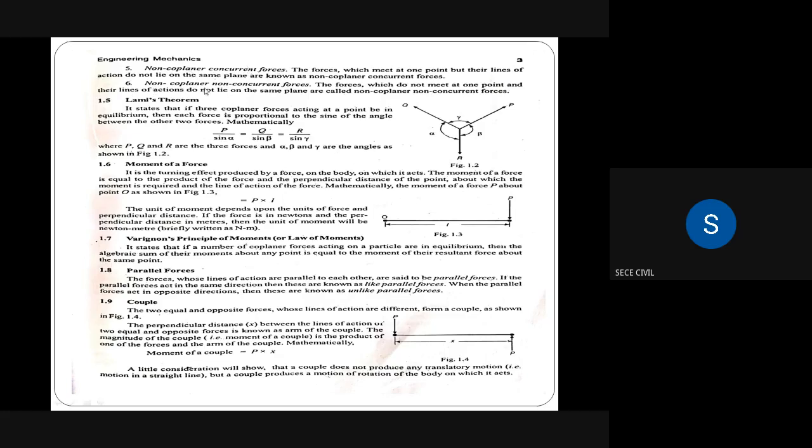Last one, non-coplanar non-concurrent forces. So non-coplanar means the forces may be in different planes. Okay, there are a number of forces in different planes. Non-concurrent means they do not meet at a common point. So non-coplanar non-concurrent forces means the forces which do not meet at one point and whose lines of action do not lie on the same plane are called non-coplanar non-concurrent forces. Okay.